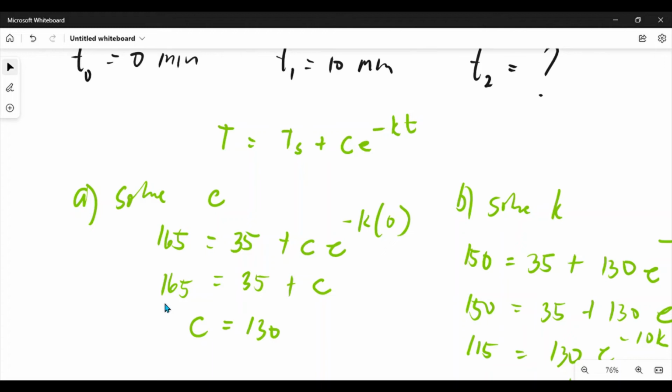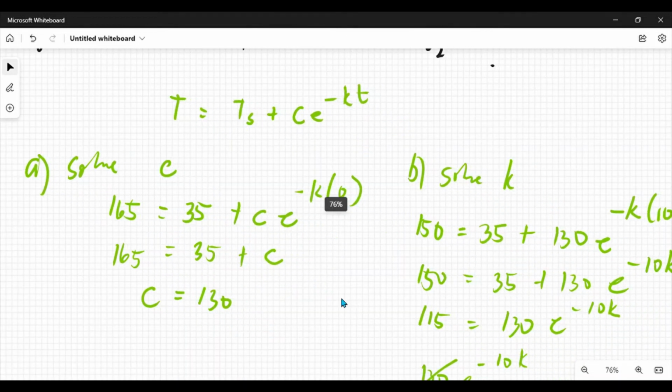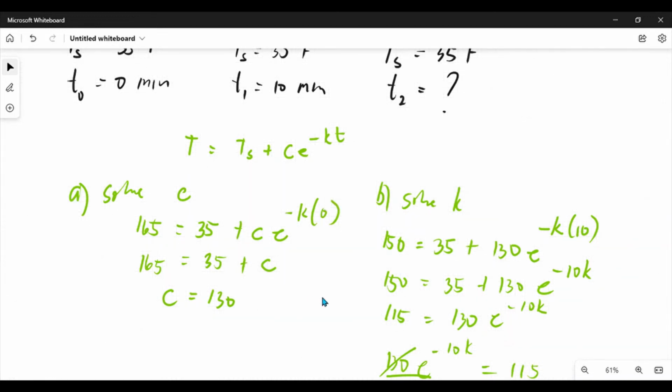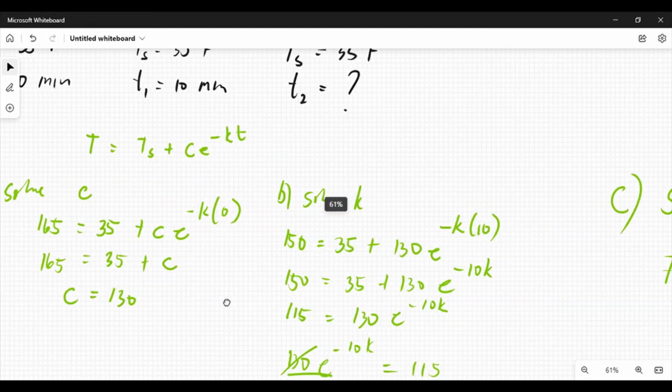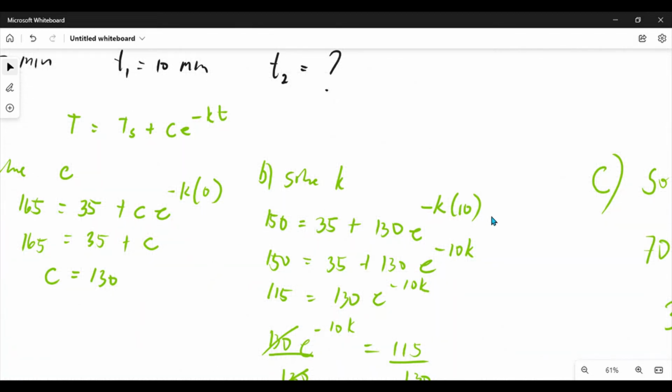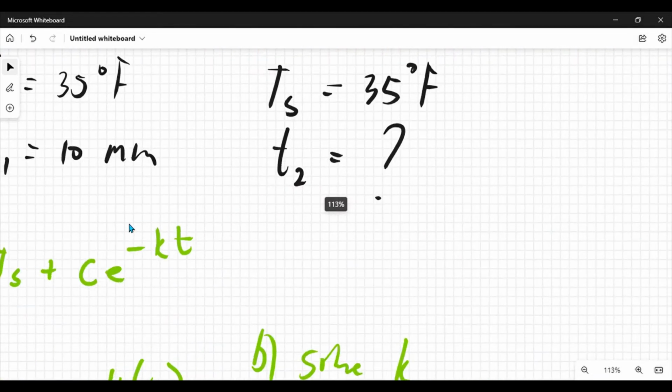So we have here the equation 165 equals 35 plus c. Our c therefore is 130. Now we can use the value of c that we just solved in solving k. So to solve k, we'll be using this second set of data.